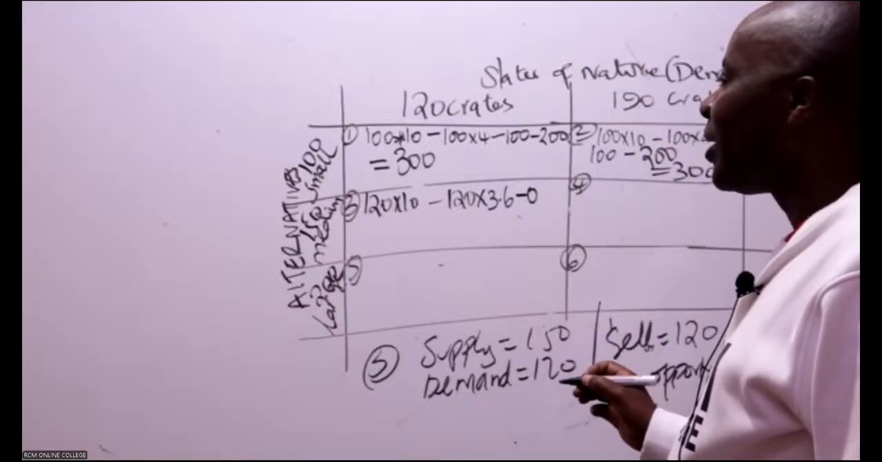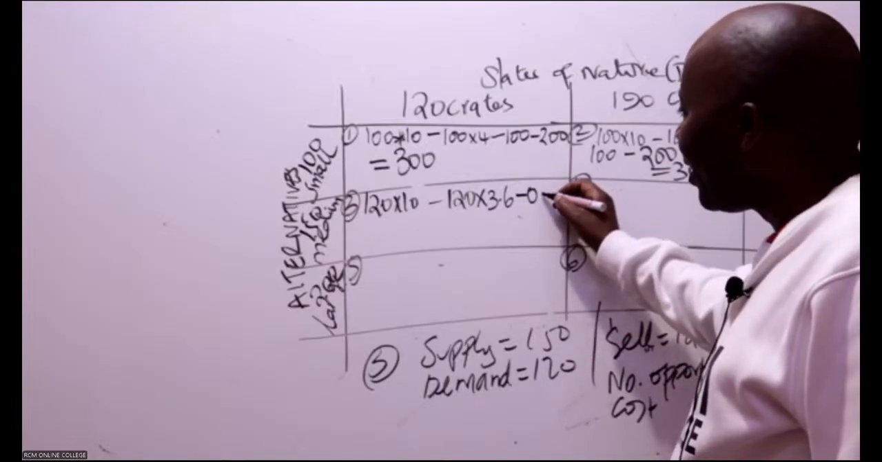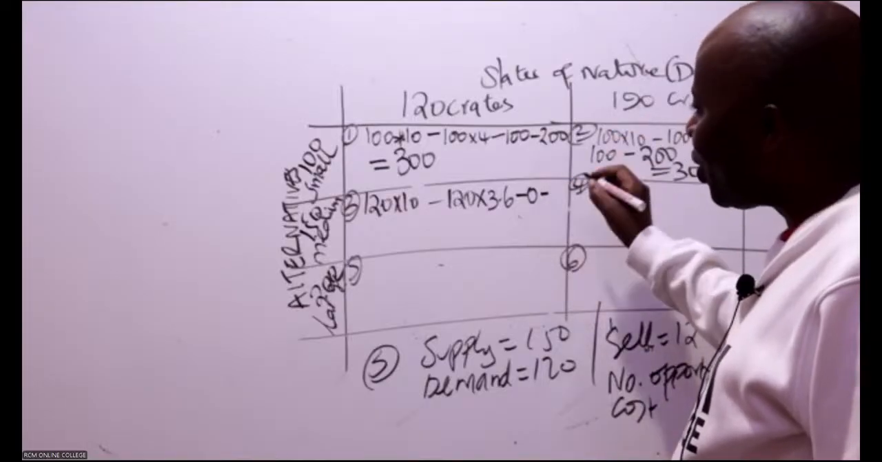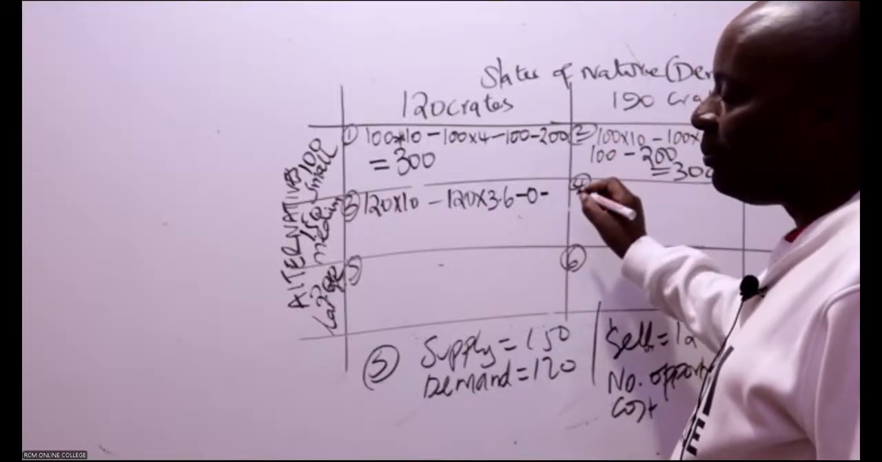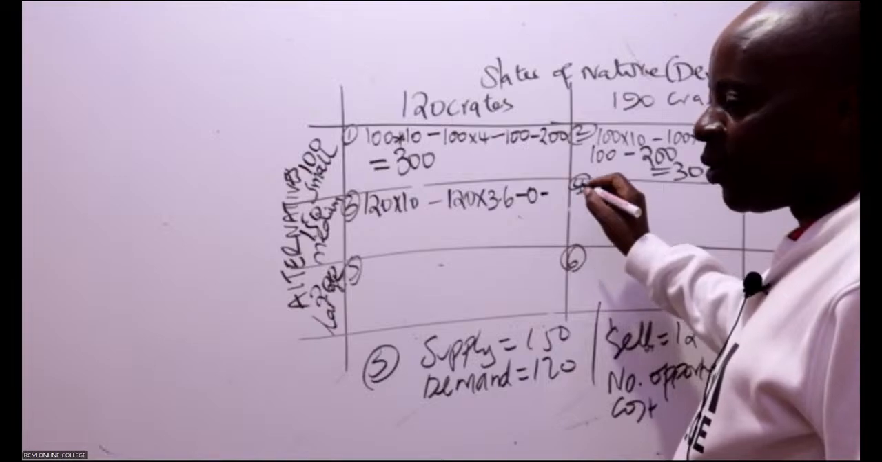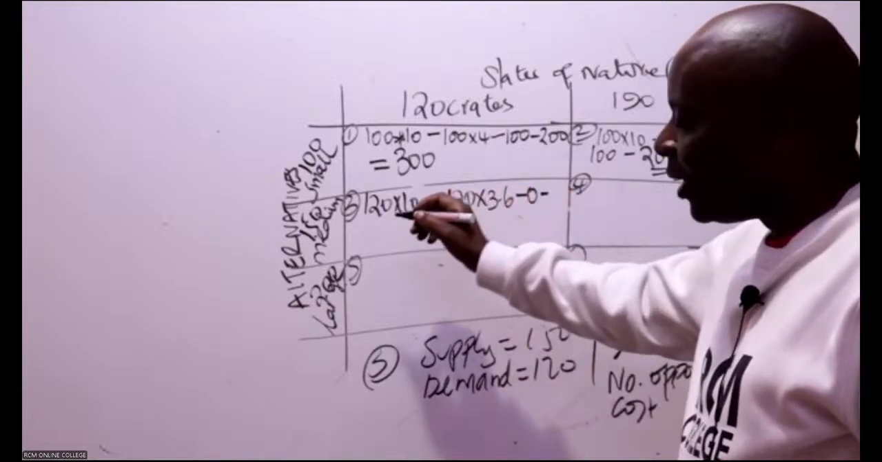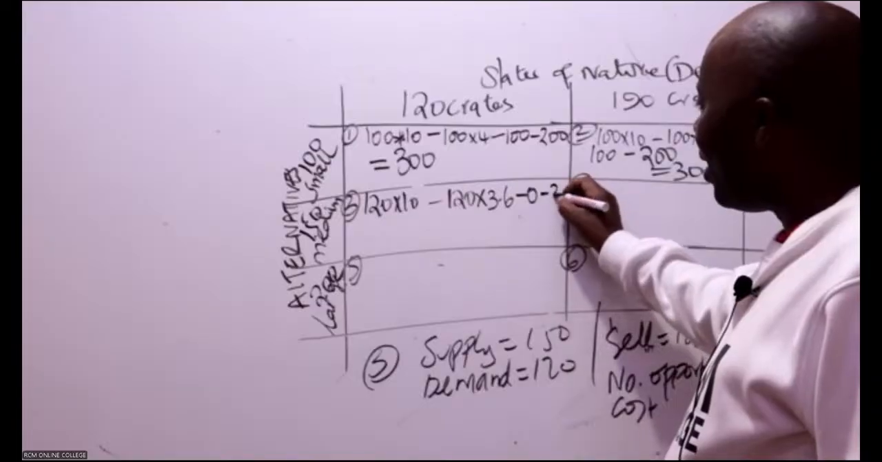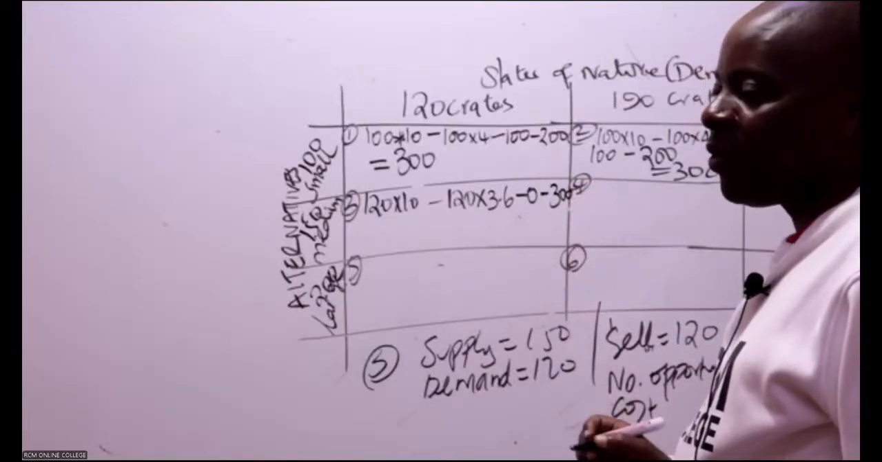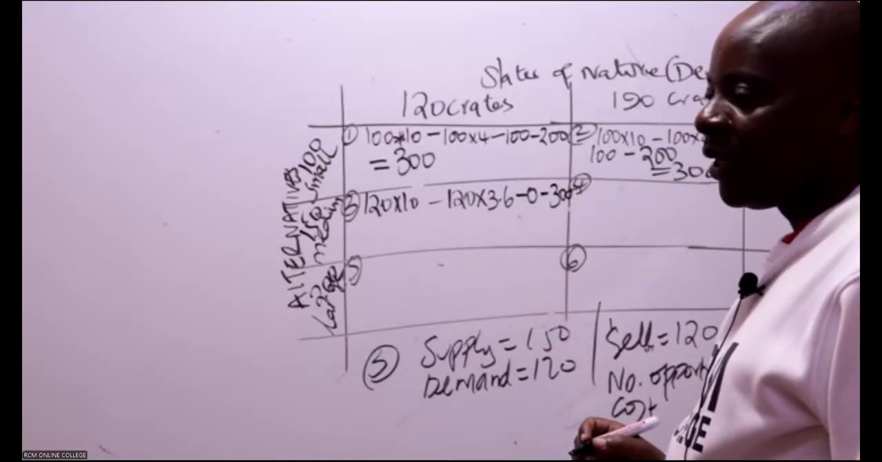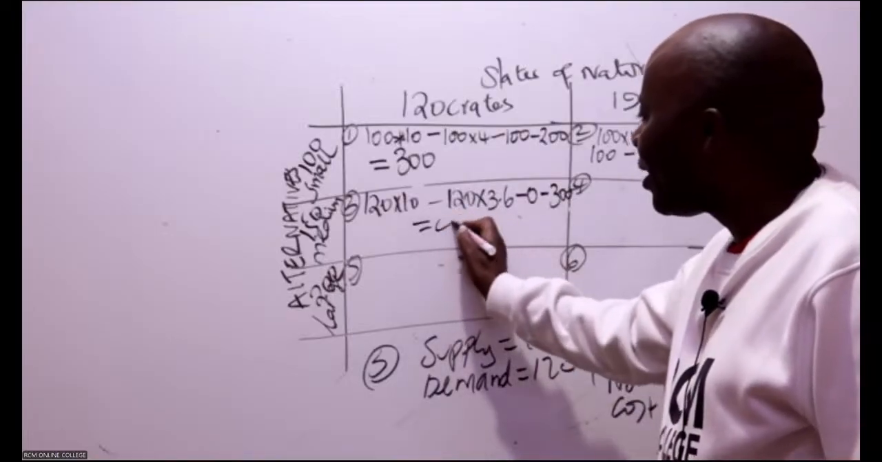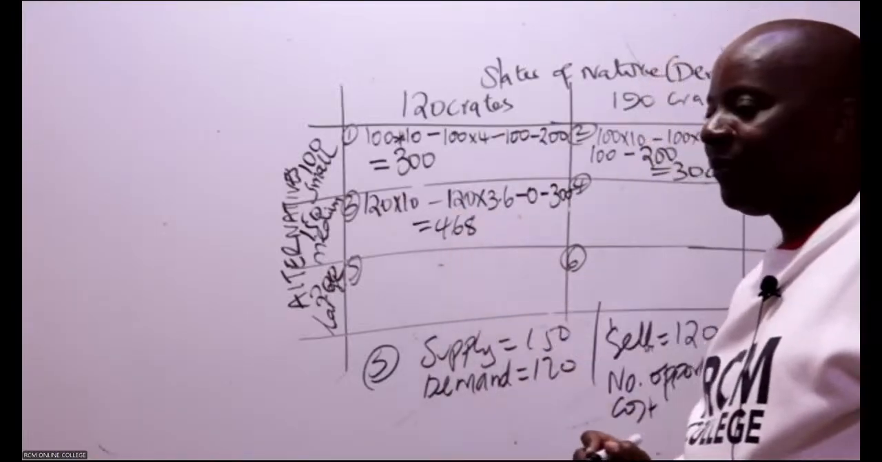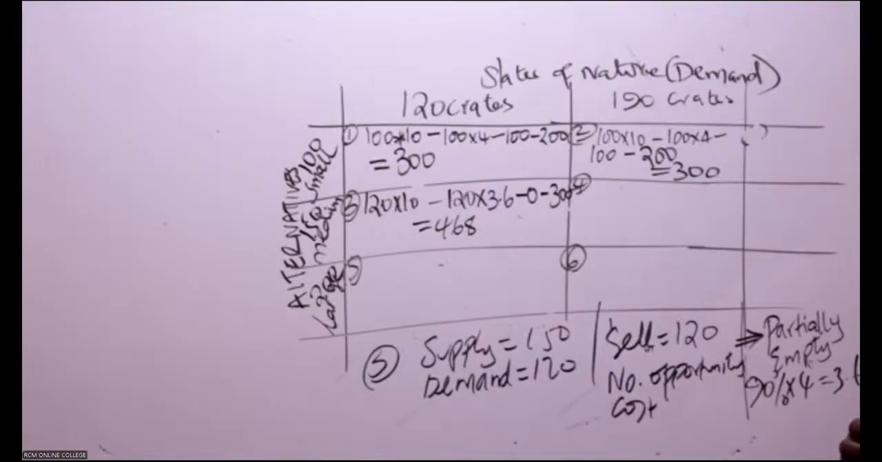All right. And then, of course, at the end of the day, ladies and gentlemen, minus our depreciation for the medium, which is how much? Depreciation for the medium, which is 300. So then this will end up giving us 468.